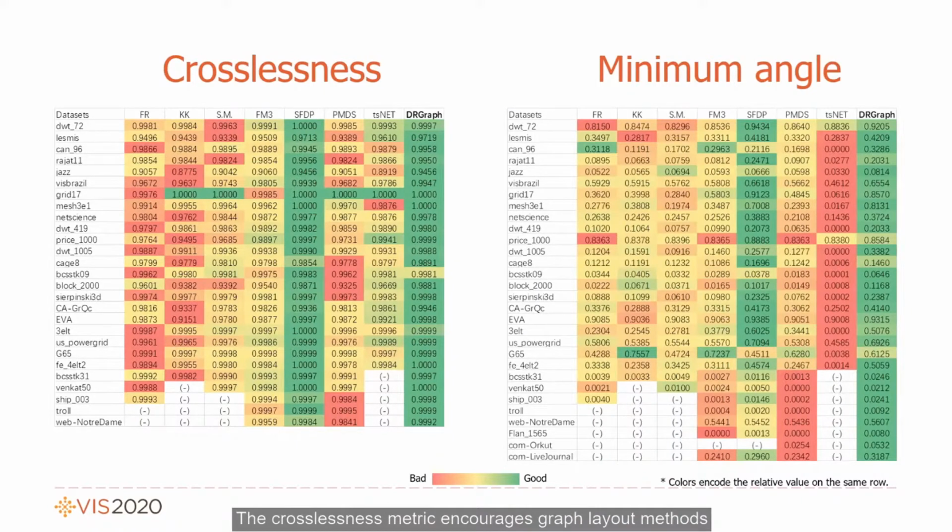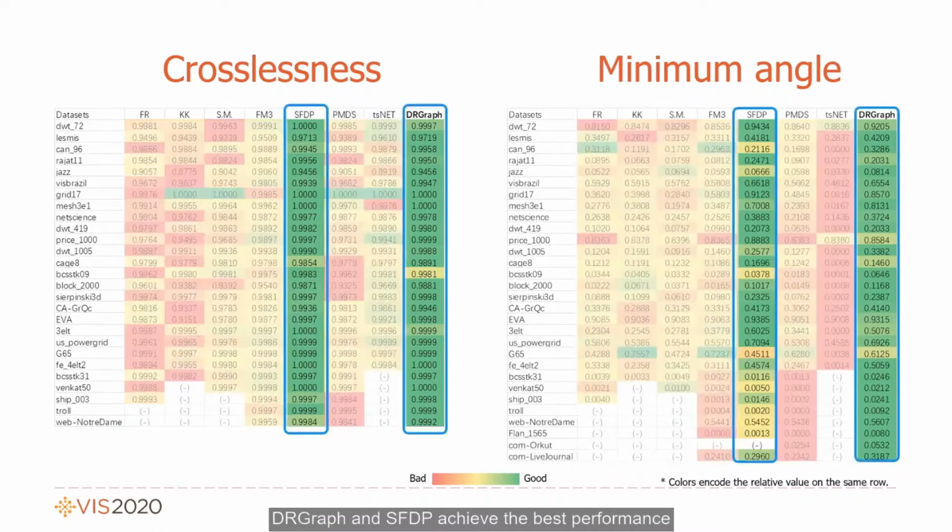The crosslessness metric encourages graph layout methods to minimize the number of edge crossings. The minimal angle metric quantifies the average deviation of the minimal angle from the ideal angle. DRGraph and SFDP achieve the best performance in terms of the crosslessness and minimal angle metrics. In summary, DRGraph achieves a comparable layout quality to FM3, SFDP, and tsNET.